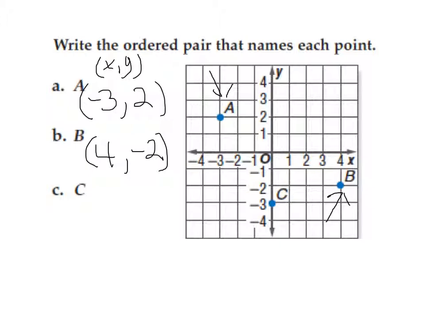Last is C. C is located here, and if you notice here, C is on the y-axis. It's not in any quadrant, but I could still find the ordered pair. I start at the origin. I notice that I don't have to go to the left or to the right from the origin, so that means that my x must be at 0. To get to the blue dot, I must go down, so I know I'm going negative, and I notice that it is 3 spaces. And there, ladies and gentlemen, is how you name your ordered pairs.